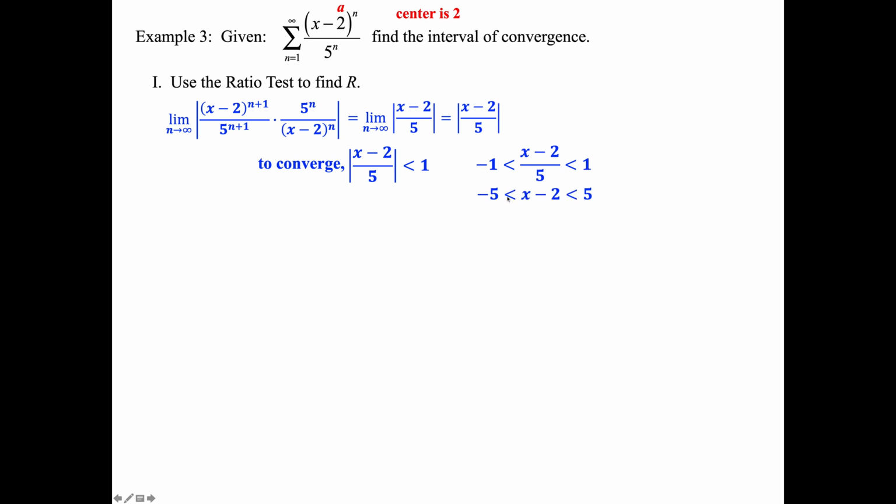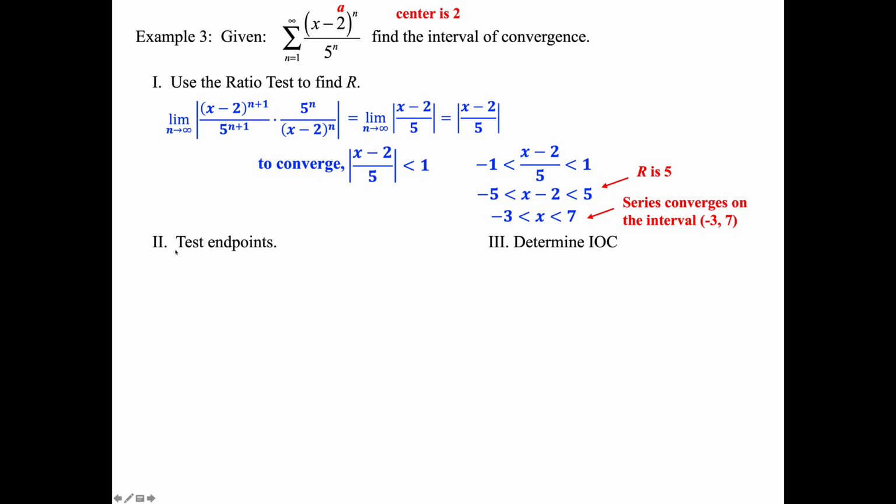Just as a note, now that you have your x minus 2, that's your center a, left in your compound inequality, this 5 is your capital R. That's your radius. Add the 2 to the outsides. That gives you -3 is less than x is less than 7. This is our proposed interval of convergence so far. But again, we have to test the endpoints.